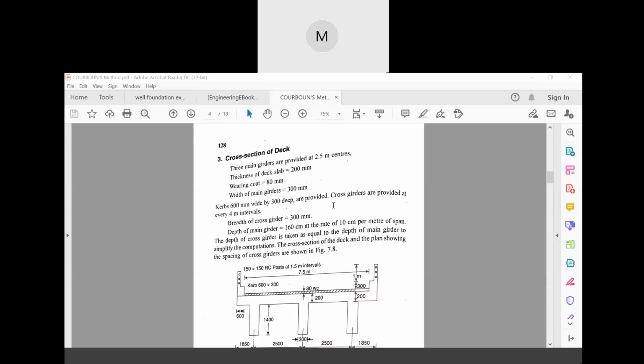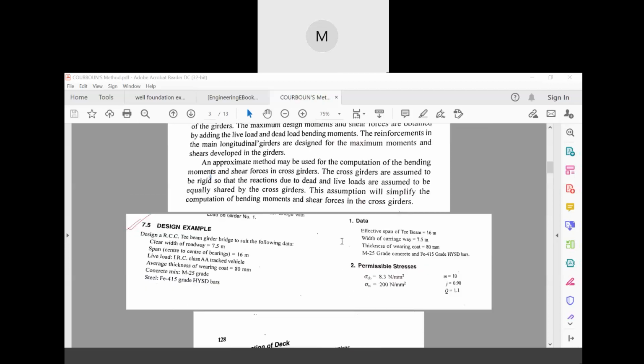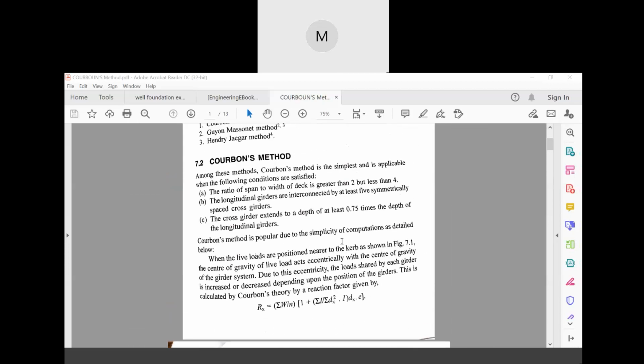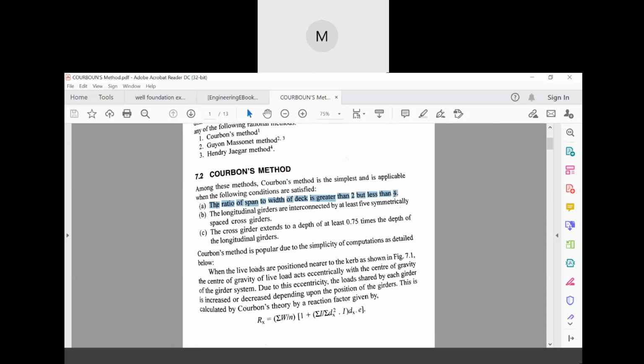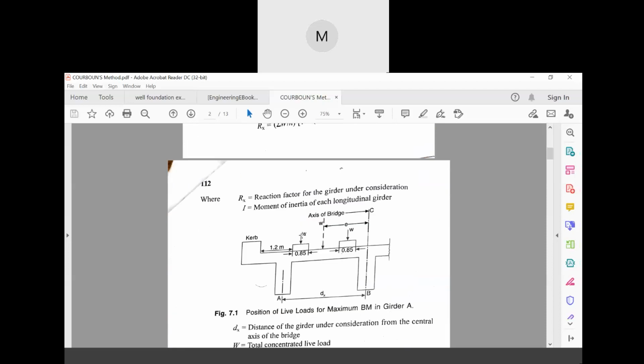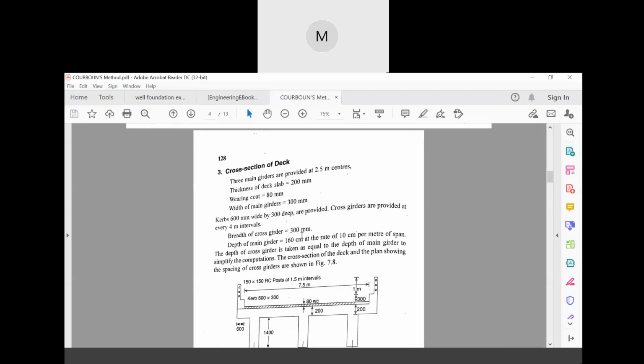If you see this first part, the ratio of span to width of depth, these are the three criteria that should actually be satisfied. Now here in this part, this 2.5 meter centers, I hope this is clear, this is not assumed. Then the thickness of deck slab.